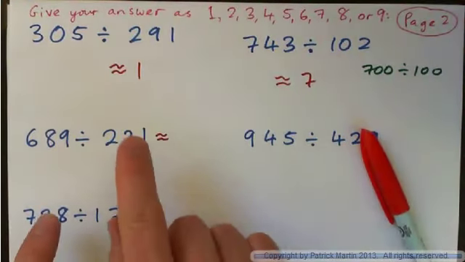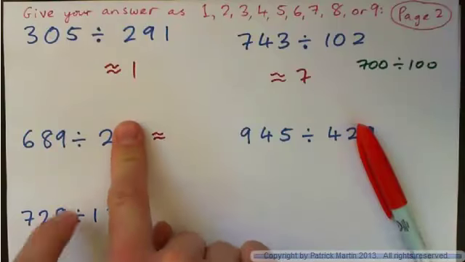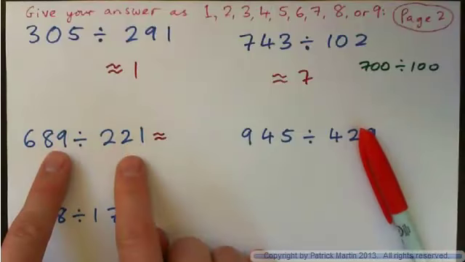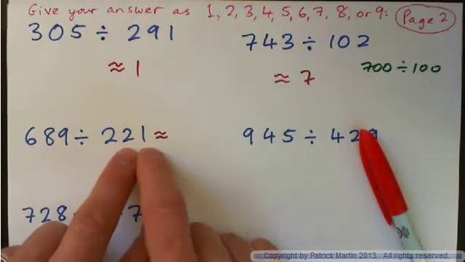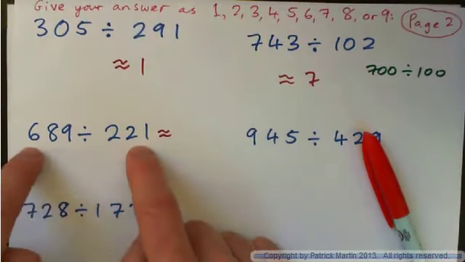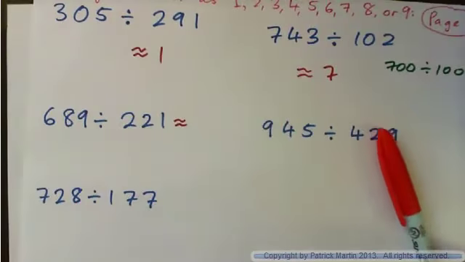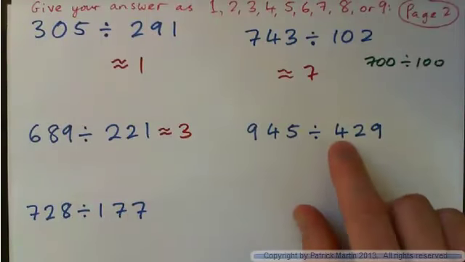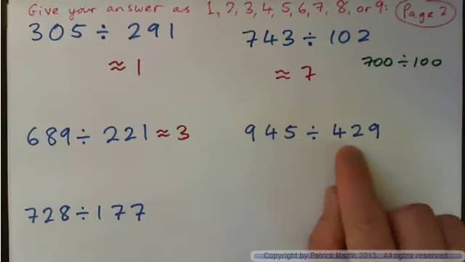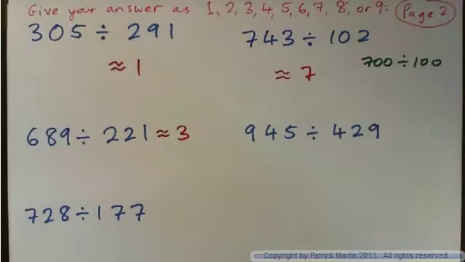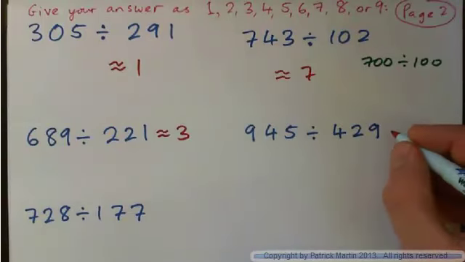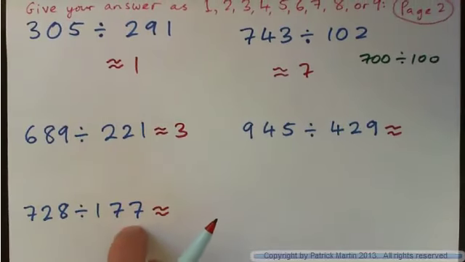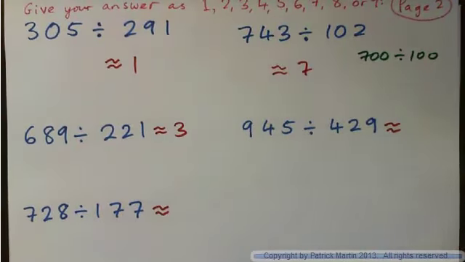So first of all, you could say this is kind of like 6 divided by 2. What's that? It's 3. So three of these would be about that, wouldn't it? Close enough. So that's one way of doing it. How many 429s are contained in 945? And how about this one, 728 divided by 177? So press pause and do these two, see what you come up with.